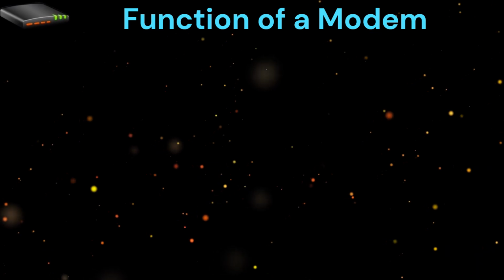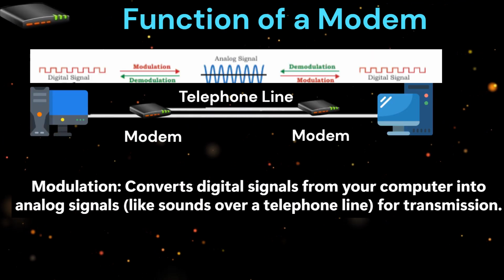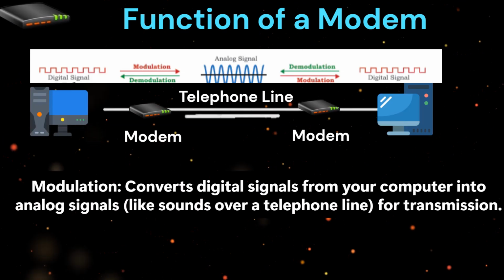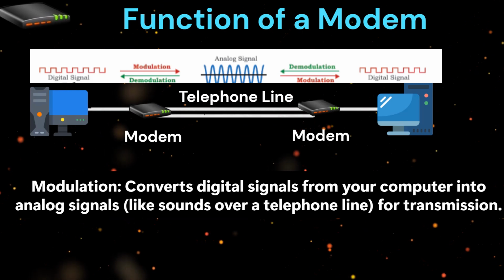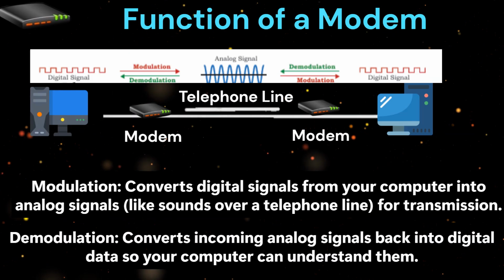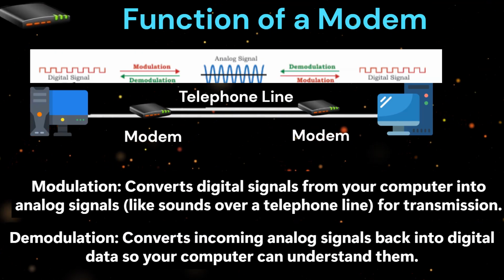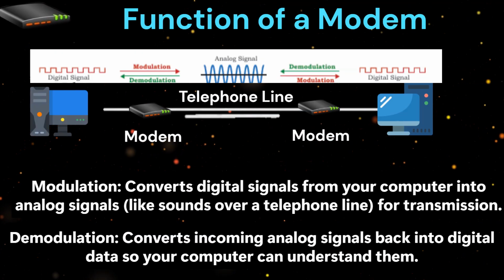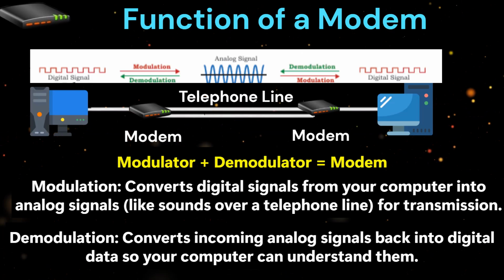Let's see the function of a modem. A modem performs two main functions. Modulation. Converts digital signals from your computer into analog signals, like sounds over a telephone line, for transmission. Demodulation. Converts incoming analog signals back into digital data so your computer can understand them. This two-way process is what gives the modem its name. Modulator plus demodulator equals modem.